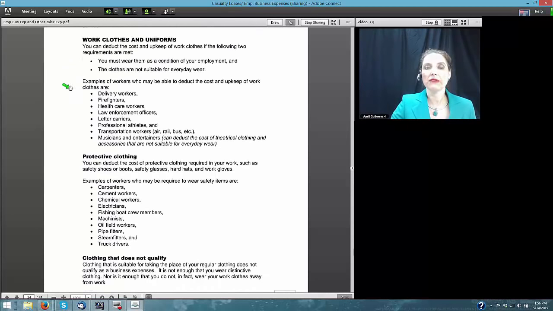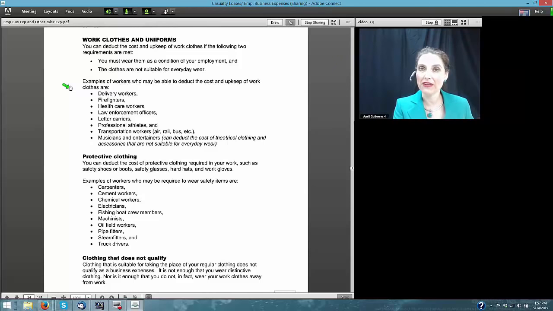This is a favorite one. My clients love to come in and ask me if their business suits are deductible. You see this one here? I bought it just the other day, decided I needed something better color for camera for teaching these classes. It's not deductible. It's suitable for everyday wear. I bought it only for work. I don't intend to wear it anywhere else, but tough.